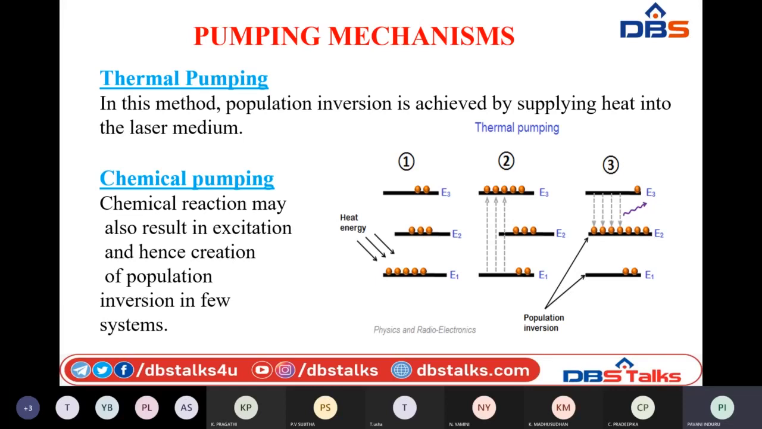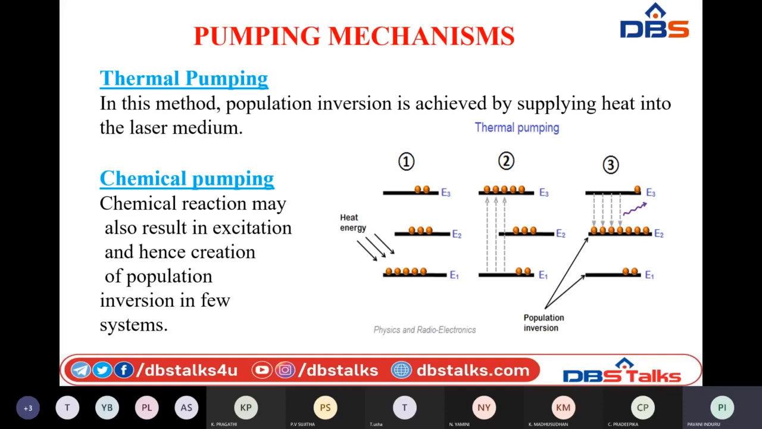Similarly, in chemical pumping, the chemical reaction taking place between different atoms supplies the extra amount of energy to the atoms or molecules. Due to that extra energy supplied by the chemical reactions, they get excited and go to the higher energy levels, and then they fall back to metastable states. Similarly, population inversion is met, then stimulated emission will take place.